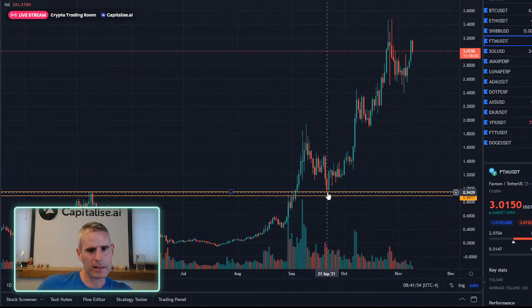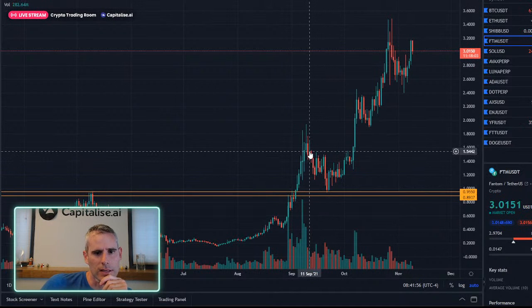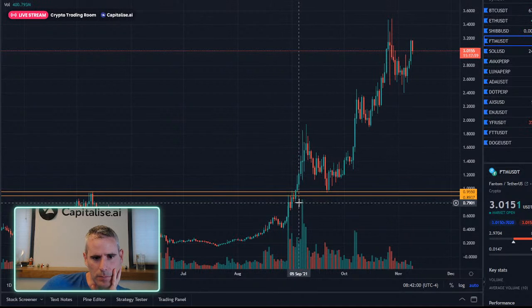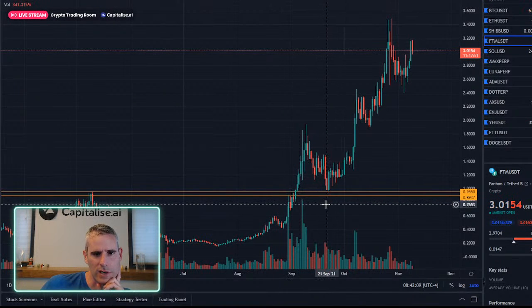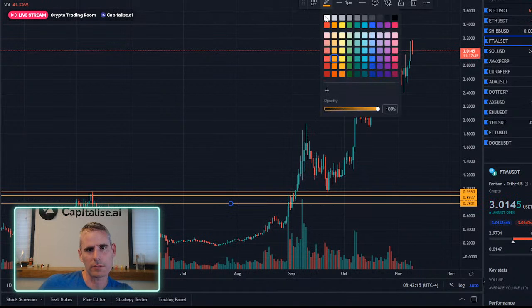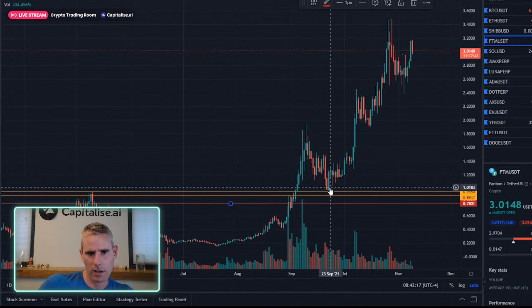If I got in here, let's think where I would have placed my stop. I think below this bar where we started the movement, where we broke the resistance for the first time. So I would say here. And if I were to do that, let's say this is my exit, and let's say this would have been my entry.